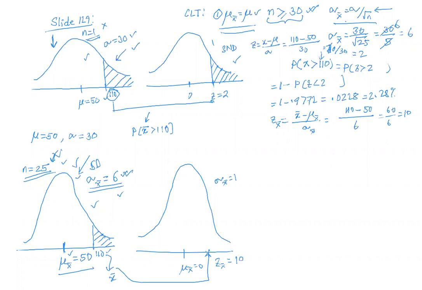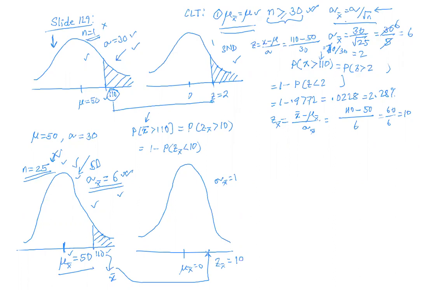So the probability of X bar greater than 110 is the same as the probability of z sub X bar greater than 10, which is 10 standard deviations away, which is a crazy amount away from the mean. So that is going to be 1 minus the probability of z sub X bar less than 10. Okay.